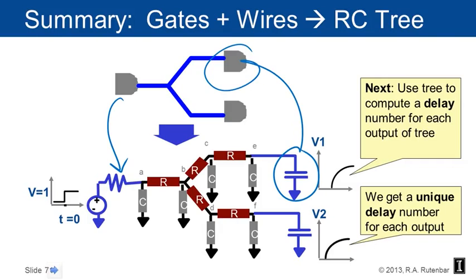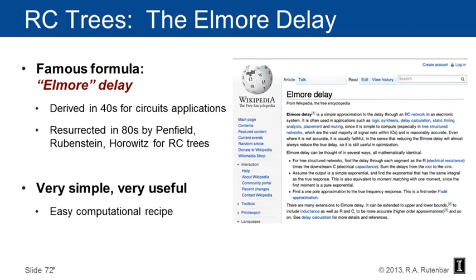So this is the very famous result we're heading toward. And this has a name. It's called the Elmore delay. It's named after a famous physicist, Elmore. This was derived amazingly way back in the 1940s for certain kinds of circuit applications. And then it was resurrected like 40 years later by Penfield, Rubenstein, and Horowitz for these RC trees, because it turns out to be useful for designing modern integrated circuits. It's famous enough that if you type Elmore delay into Wikipedia, you will get an article on it, and you can see all the original references and things like that.